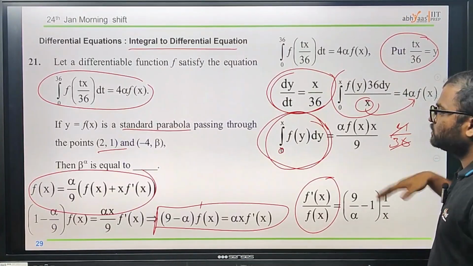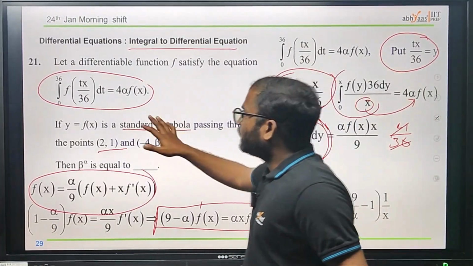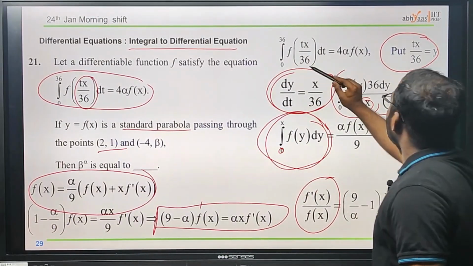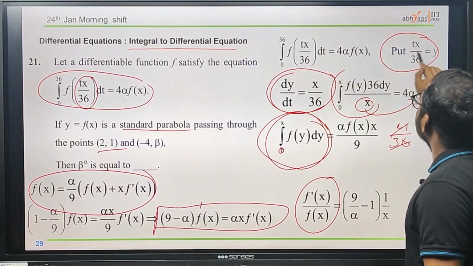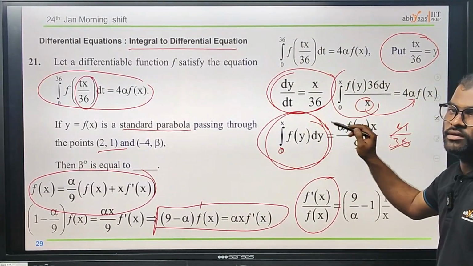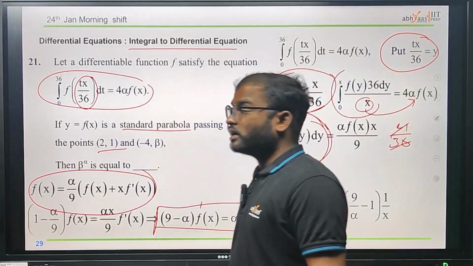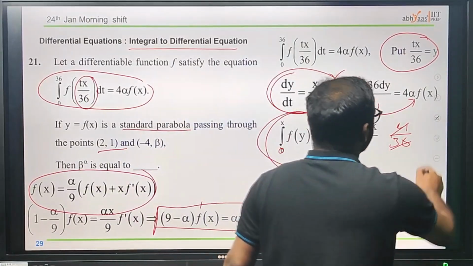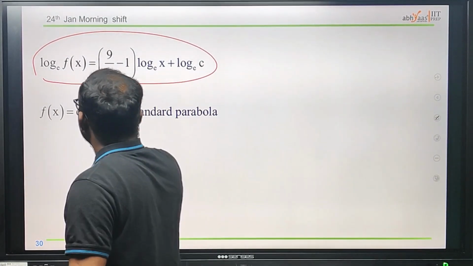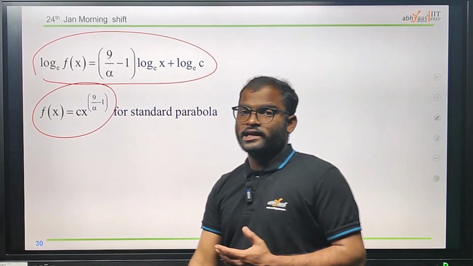Observe that first we are taking a substitution in order to make it easy for us. Taking this x, if you take tx by 36 equal to y, here the limit will become 0 to x. We are just making that limit 0 to x. I hope you are understanding. That's how we got the standard parabola from this equation. Now we got the standard parabola.